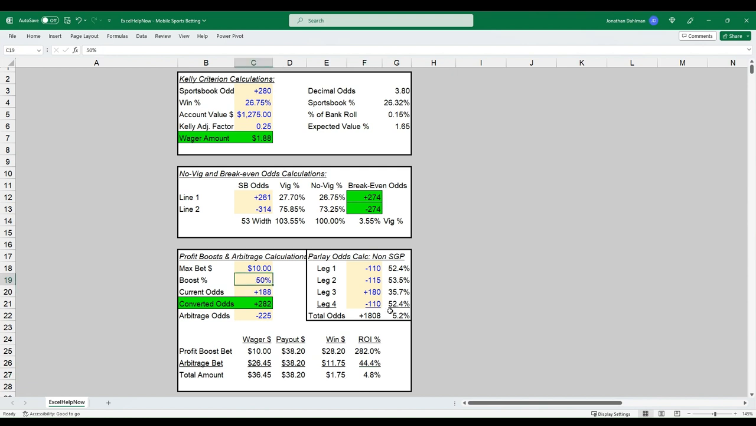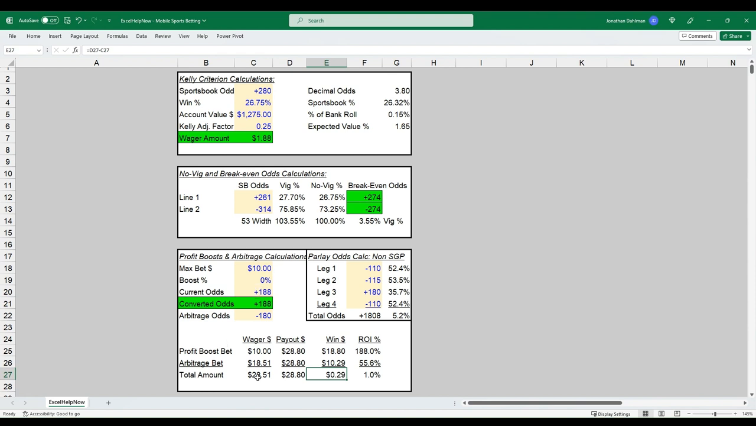If you don't have a profit boost and just want to see what the different odds would be, if you want to look at different sportsbooks and be able to say, okay, maybe there is an arbitrage opportunity without a profit boost, you can just make that profit boost percent zero. You're getting plus 188 on FanDuel. You're getting minus 180 on DraftKings, 29 cent arbitrage opportunity there. So there's a lot of different ways to utilize that.